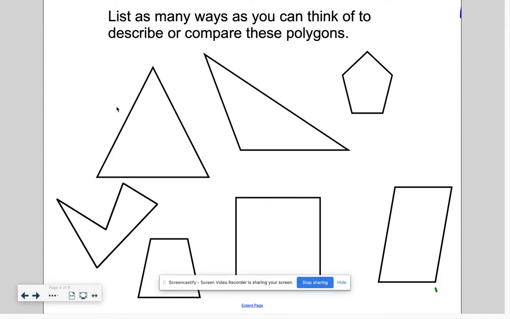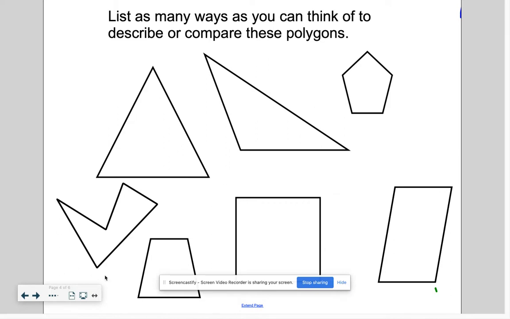Well, this triangle is an isosceles triangle. It's called this because this side is the same length as this side. So it has two equal sides. And same with this parallelogram. That side is equal to that side. That side is equal to that side. So these are all different ways that we can compare these shapes.